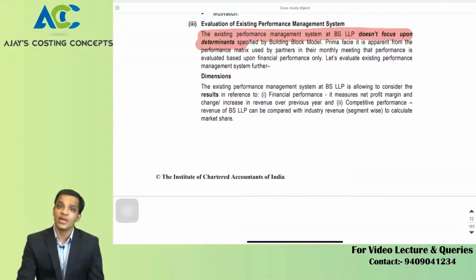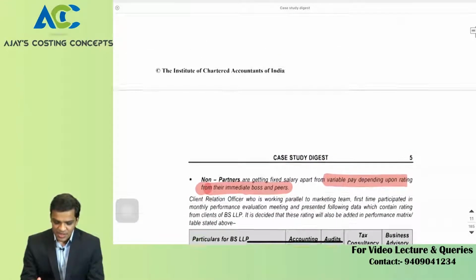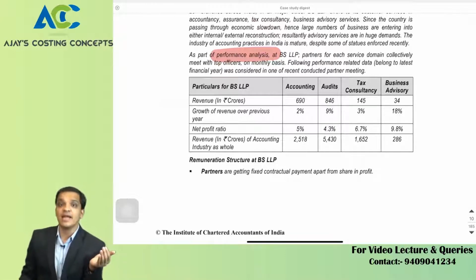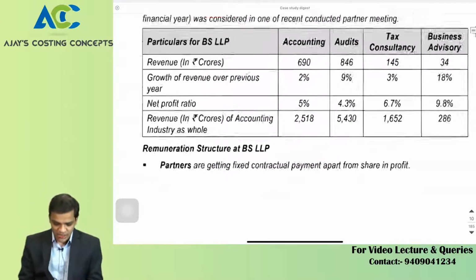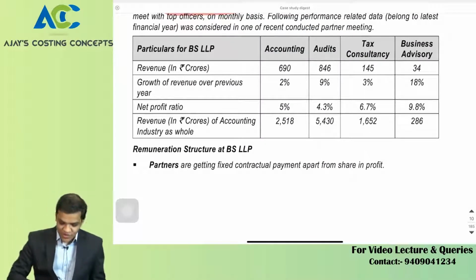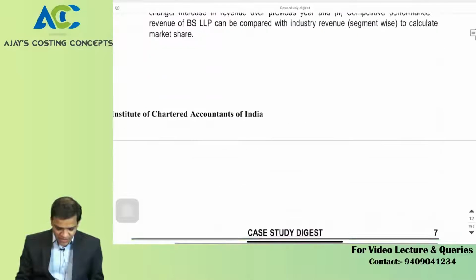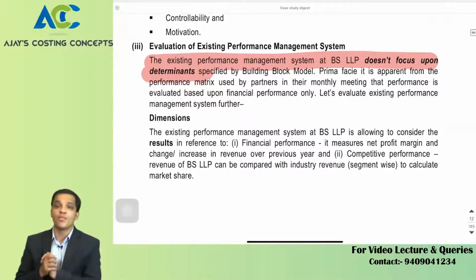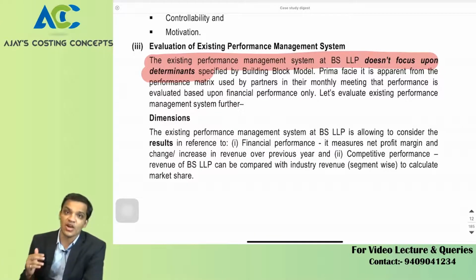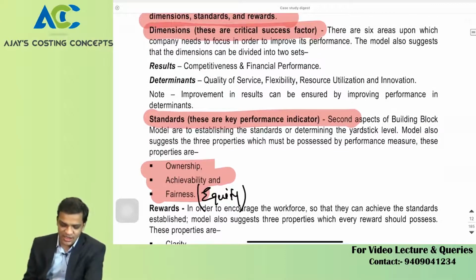What information are we provided? The information that we are being given is what are our revenues, how much growth we are seeing in our revenues, right? And what is the revenue in the market as a whole, that is what has been provided, right? Now the net profit ratio that is given is again a financial measure. So basically the first thing we need to understand is that they are not focusing upon determinants, and that is the basic essential key success factor of the building block model. See, that is what we read over here, right? Determinants is a crucial critical success factor, right?